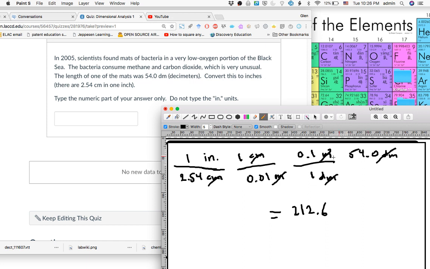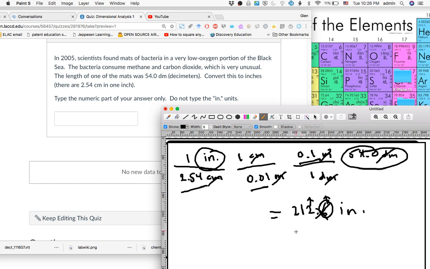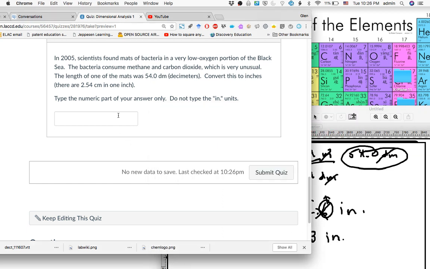212.6, and what are the units? Everything is crossed out except for inches. Units are inches. Now, this is infinite significant figures because it's a definition. Same thing, definition, definition. This is the measurement, 3 significant figures, so I can only have 3 significant figures. This is 5 and above, so I give this number a shove. 213 inches, that's my answer. So I type the answer 213.